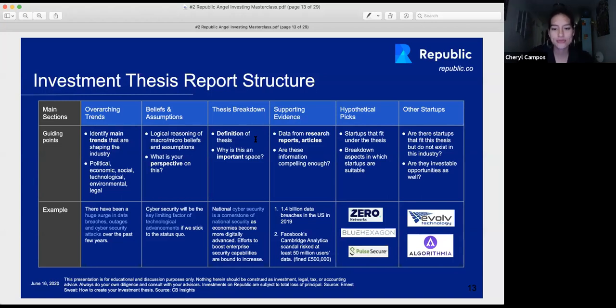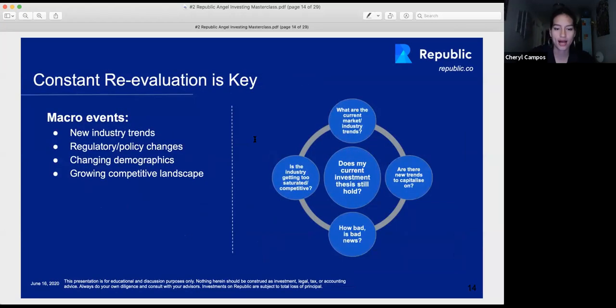So I will stop there in terms of the investment thesis. I will say constant reevaluation is key, similar to what Union Square Ventures did. They were looking at the macro events. What are the current market industry trends? Are these new trends something we should capitalize on? That's something that's important. How bad is bad news? Is the industry getting too saturated and competitive? And through all of this, does my current investment thesis still hold?